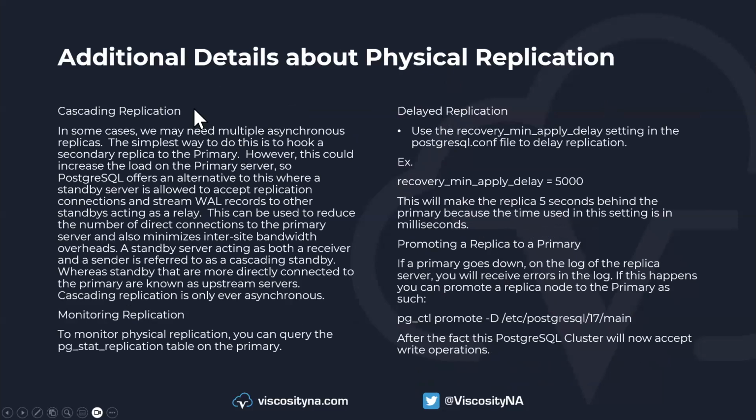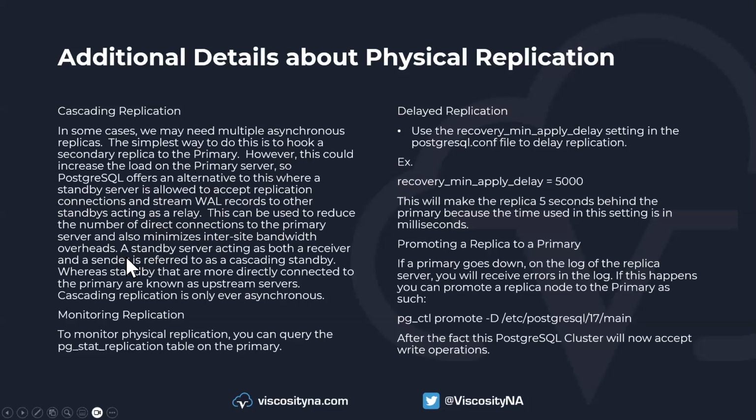So just a couple additional details about physical replication. There's a concept of cascading replication. In many cases, you're going to need multiple asynchronous replicas or copies. And of course, the simplest way to do that is just to hook up a secondary to the primary. However, that causes a lot of load on the primary. So Postgres does have an alternative setup where you can set a standby server to accept replication connections and stream those WAL records that it receives to other standbys, essentially acting as a relay. This reduces load on the primary, which is of course where your OLTP operations need to be super fast and not burdened by additional reads. You can offload that to a second standby.